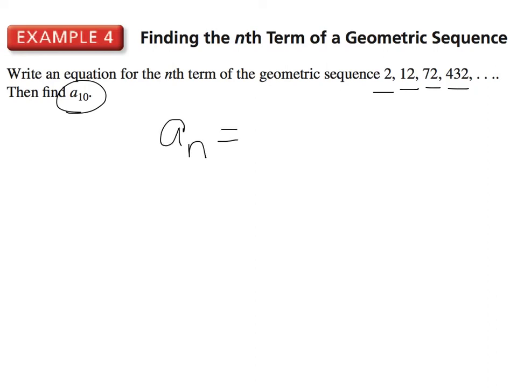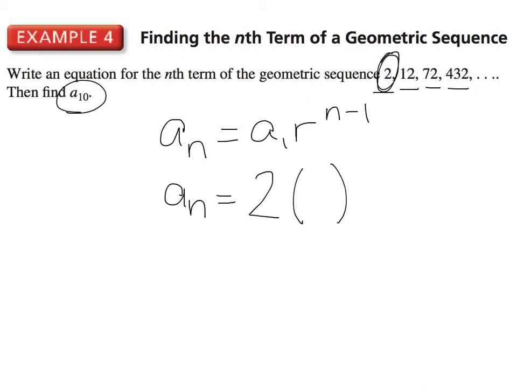A sub n equals our first term times the ratio to the n minus 1 power. It looks difficult. It's not. So our equation would be this, a sub n. This does not change. You leave it as a sub n. Equals our first term. Our first term is 2. Times, parentheses, our friends.